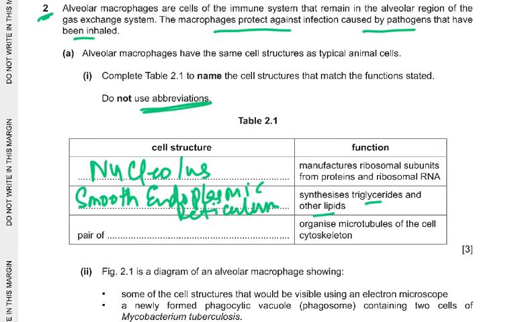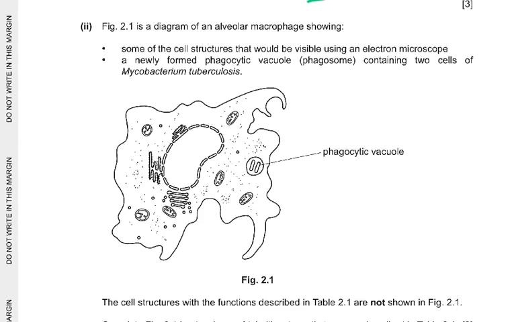Then pair of what? Function is organized microtubules of the cell cytoskeleton. So pair of centrioles. Now we come on to part 2 of this.